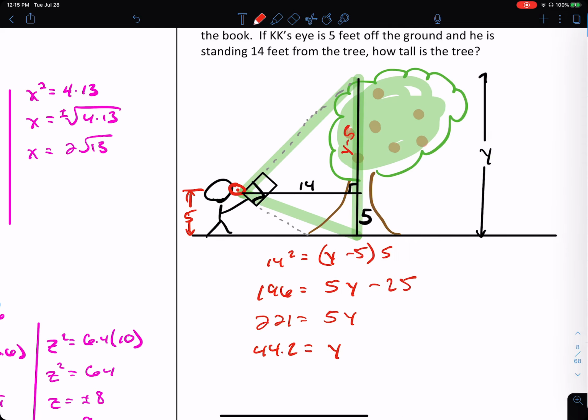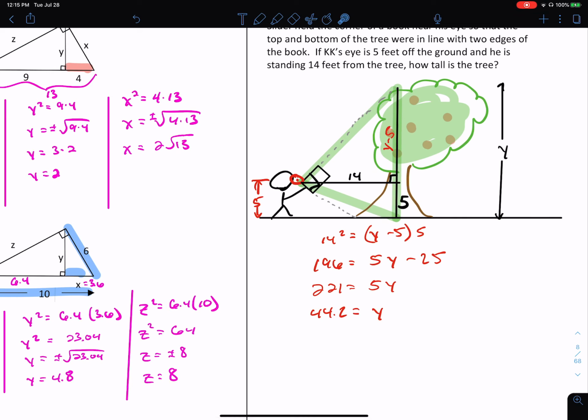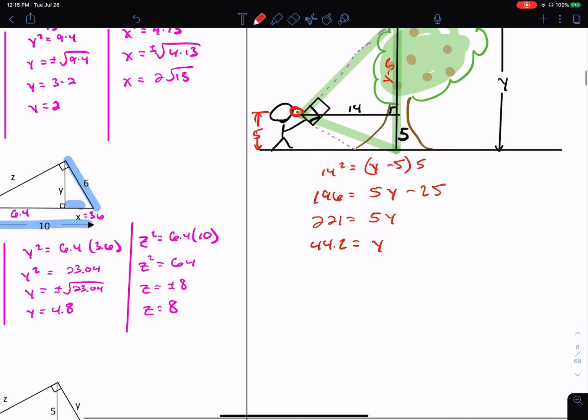Does that answer the question? How tall is the tree? We said y was the height of the tree. We found that. So let's write this as a sentence. The tree is about, it's Canadian for about, 44.2 feet tall.